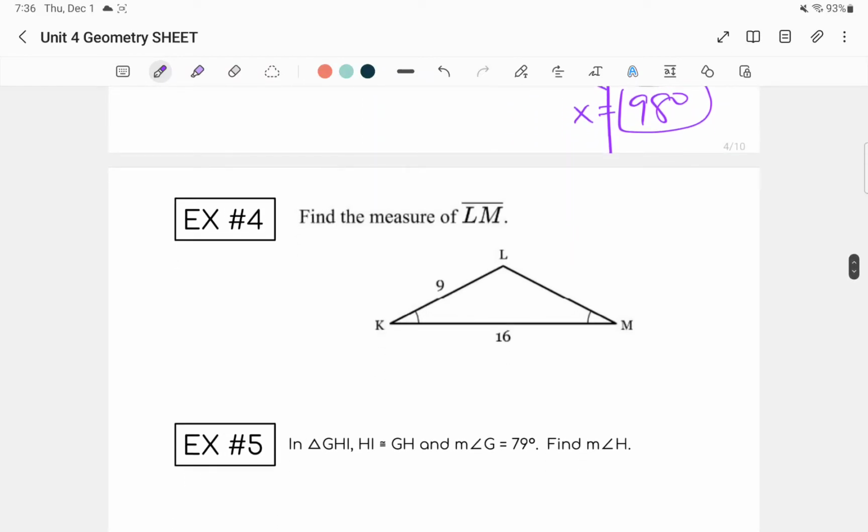Find the measure of LM. So again, if these two angles are congruent, that means these are my base angles here, which means these sides have to be congruent. So if this is 9, that means LM must be 9. And that's it. So using my knowledge of isosceles triangles, I can answer these questions.